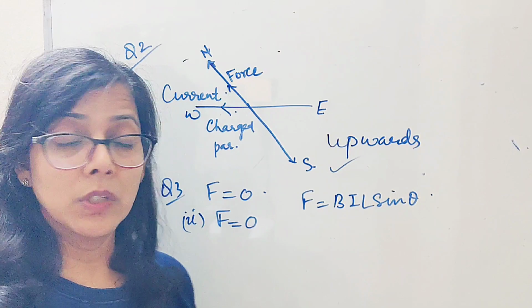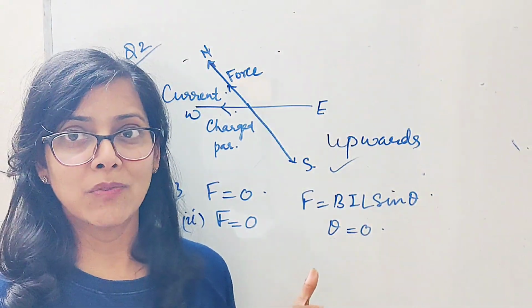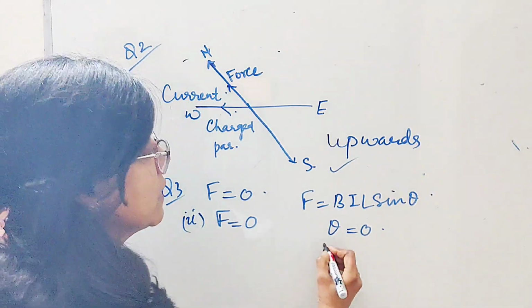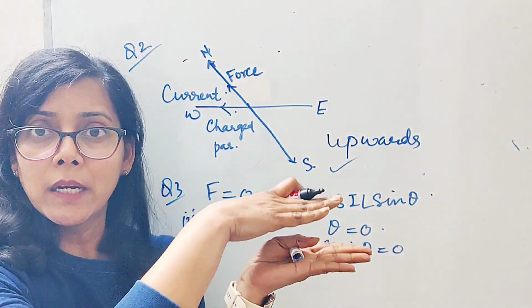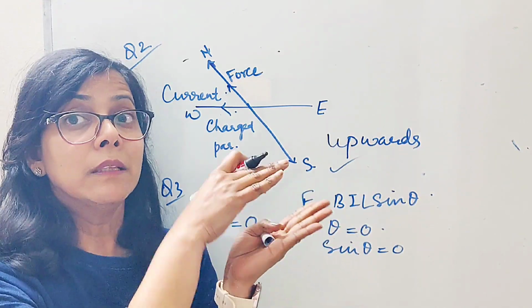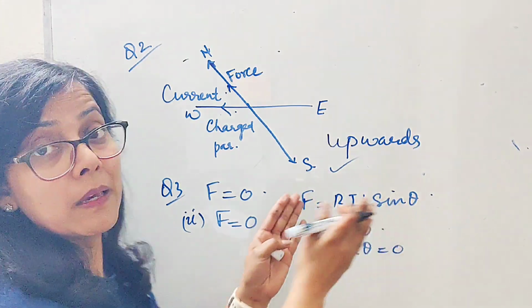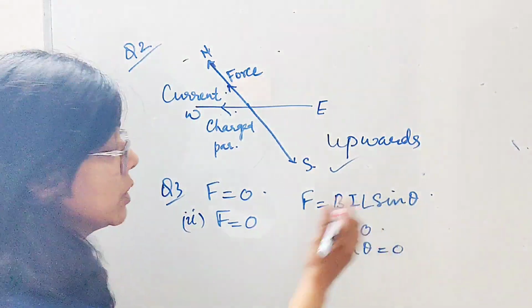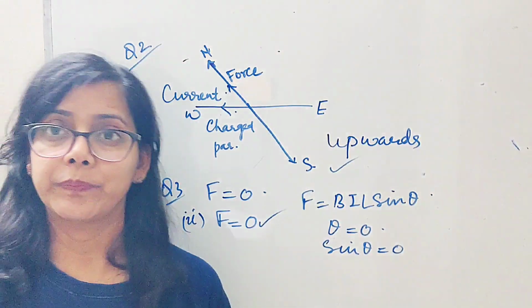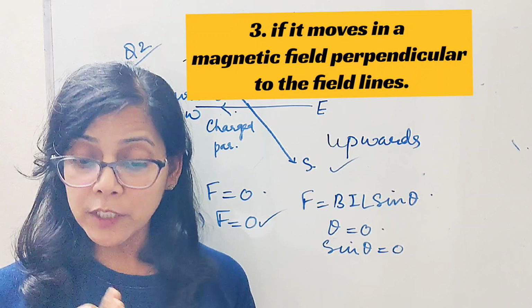If theta is 0, you have done this in trigonometry in maths. If theta is 0, then sin theta is 0. So they are saying that both are parallel to each other. Parallel means कि their angle between them is 0. If the angle between them is 0, then F is 0. So here, because theta is 0, sin theta will become 0. So F is 0.